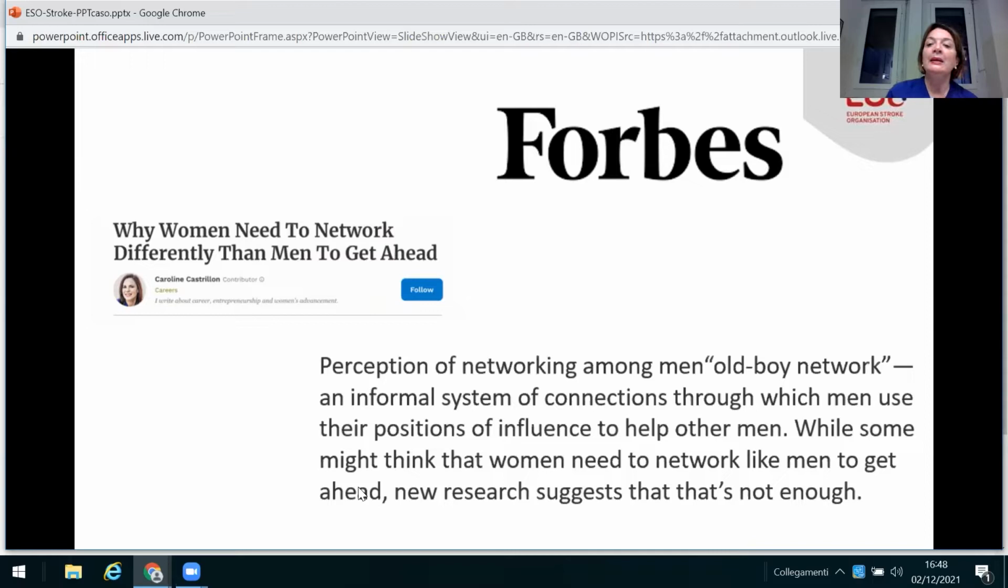So this old boy network, as we said, men use position to influence and help other men. But I think it's not true that we should use this same kind of networking. Don't think about ourselves sitting with our little children and creating the job network. Maybe this will be the future, but it will always be different, because when we sit with other women discussing work, with our little children, we already create some boundaries which are beyond only networking and work networking.